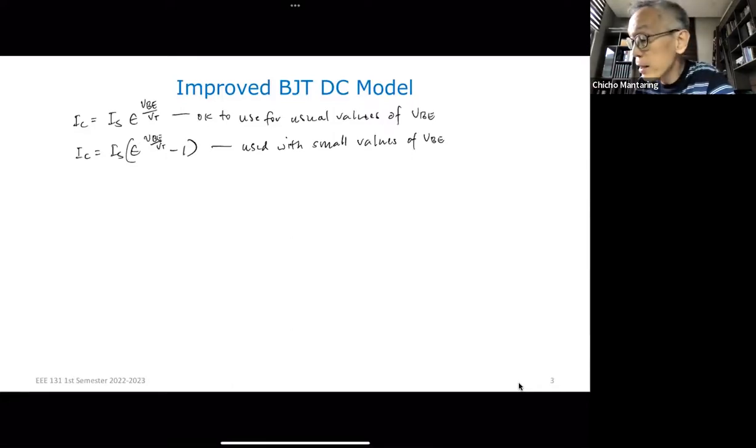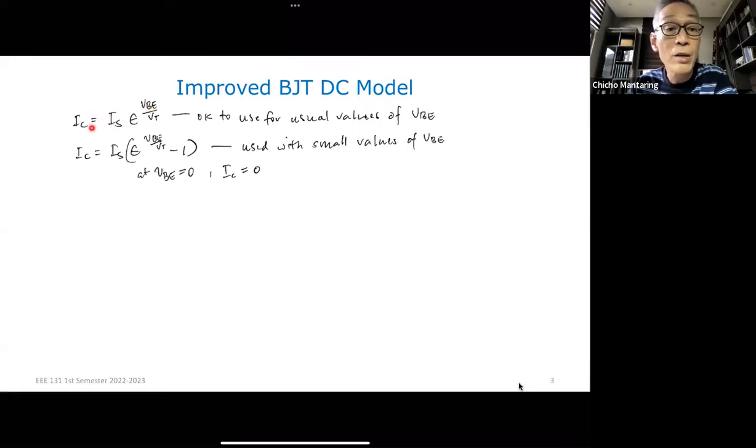Note that at VBE equal to 0, IC is equal to 0, because at VBE equal to 0, this value becomes equal to 1, and then you have 1 minus 1 equal to 0, so IC is equal to 0. That is not the case here. At VBE equal to 0, you have a certain value of IC, although it's very small, because you're going to have e to the 0, which is equal to 1. So the value of IC will be your reverse saturation current.